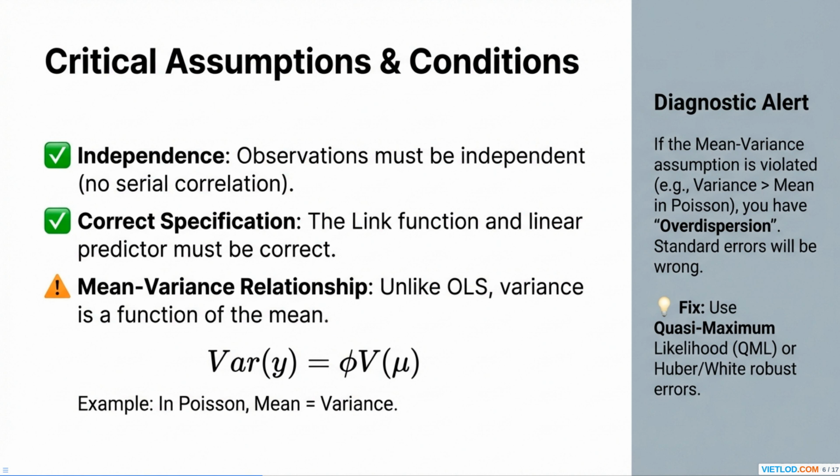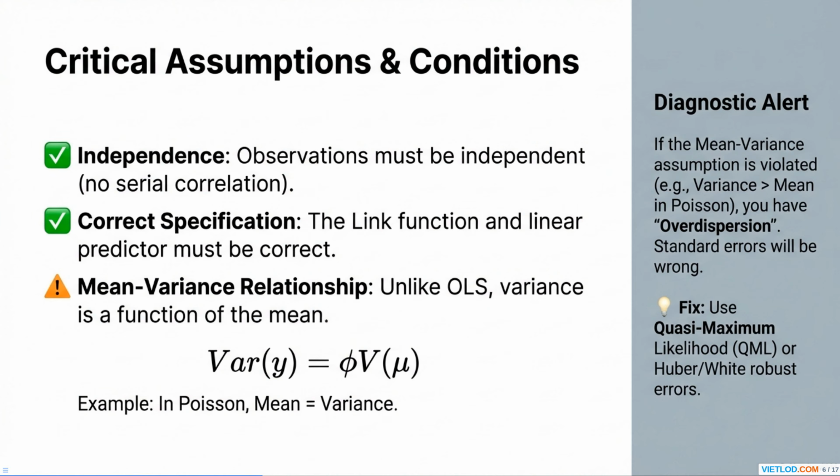Third, and this is a key difference from OLS, GLMs have a specific mean-variance relationship. The variance is not constant, it is a function of the mean. The formula is var of y equals phi v of mu, where phi is a dispersion parameter and v of mu is the variance function. A common violation of this is overdispersion, especially in Poisson models where the mean is assumed to equal the variance. If the variance is much larger than the mean, our standard errors will be incorrect, leading to flawed inference.